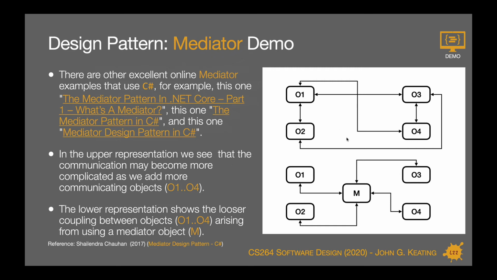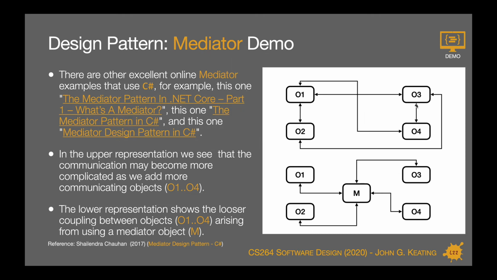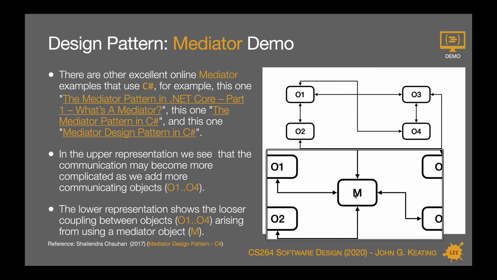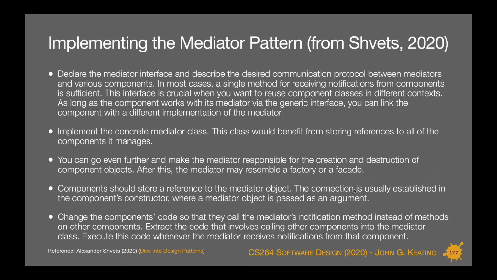So, what I really want you to get is that you have multiple objects communicating with each other. You can see that they each try to communicate with each other and it becomes very complex, with a high degree of coupling, and we want to change it so that we have a mediating object here that does all of the communication. So this representation shows loose coupling between object 1 to object 4, and this arises because we've introduced this mediator object M. And that's it in summary, really.